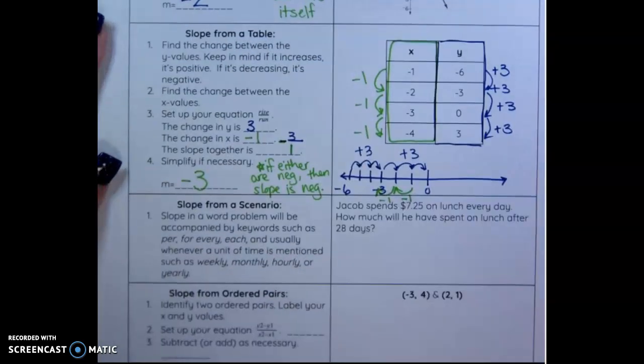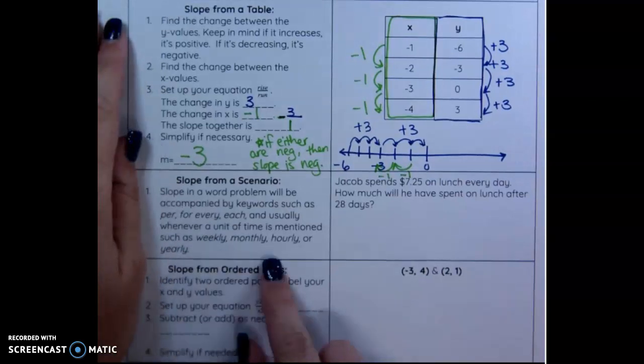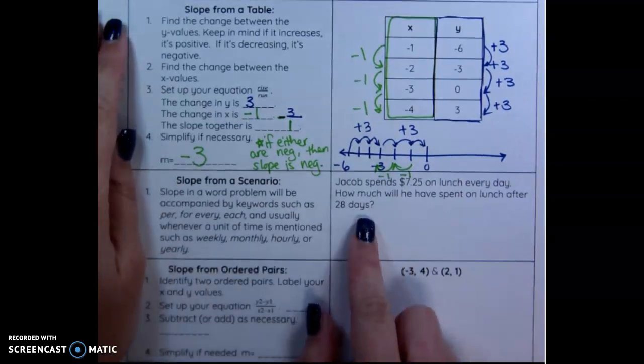Slope from a scenario. Okay, a scenario is like a problem. It's also called a word problem. Slope in a word problem will be accompanied by keywords such as per, for, every, each, and usually whenever a unit of time is mentioned, such as weekly, monthly, hourly, or yearly. So we're going to try to identify those in this word problem.